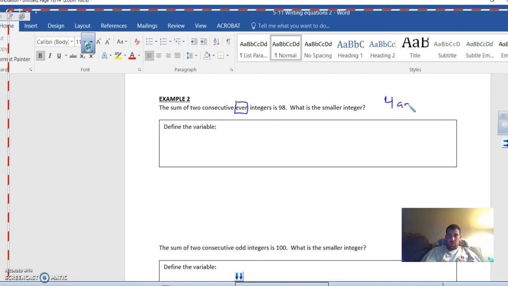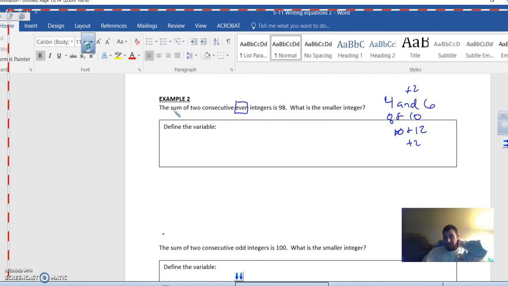4 and 6 would be consecutive even integers. 8 and 10. 10 and 12. What do you notice about those? How far apart are they? 4 plus what is 6? 8 plus what is 10? 10 plus what is 12? They're always plus 2, right? It's always 2 away. Consecutive even integers are always 2 away from each other.